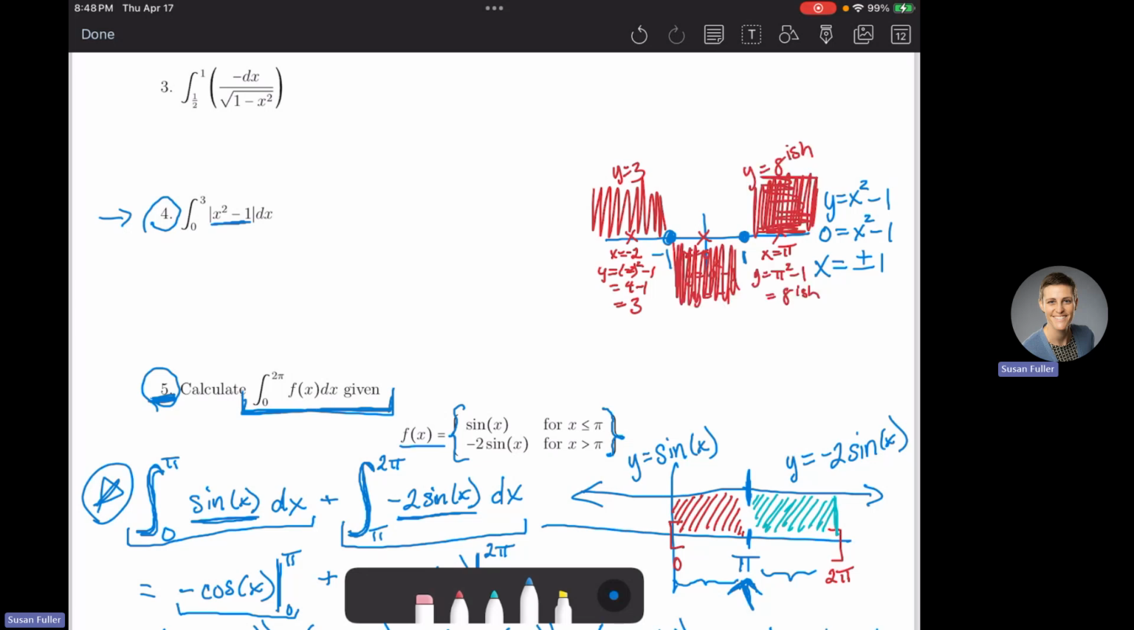In class, I got the question of, will these always alternate like this? And the answer is not necessarily. So make sure you test every piece, because they don't always alternate, unfortunately.